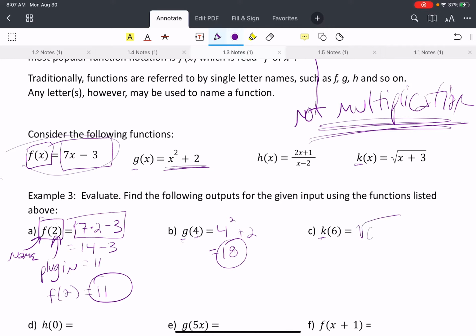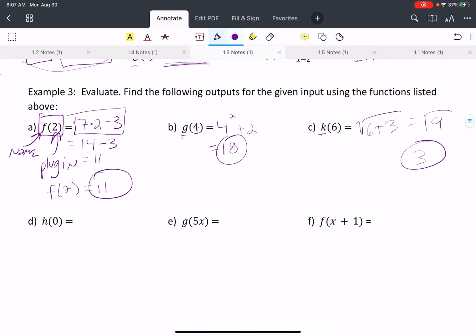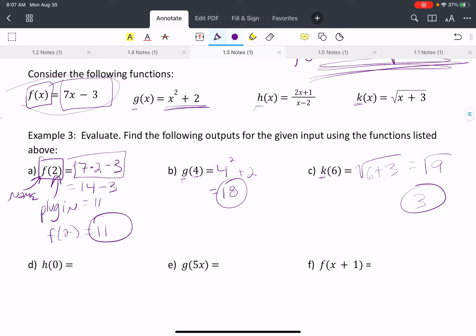Okay, so this one was 6 plus 3, so square root of 9. So the answer was 3. Okay. And then on h, I use this one. Remember, you make all the x's the input value there. And this one ended up being 1 over negative 2, or negative 1/2. Okay?